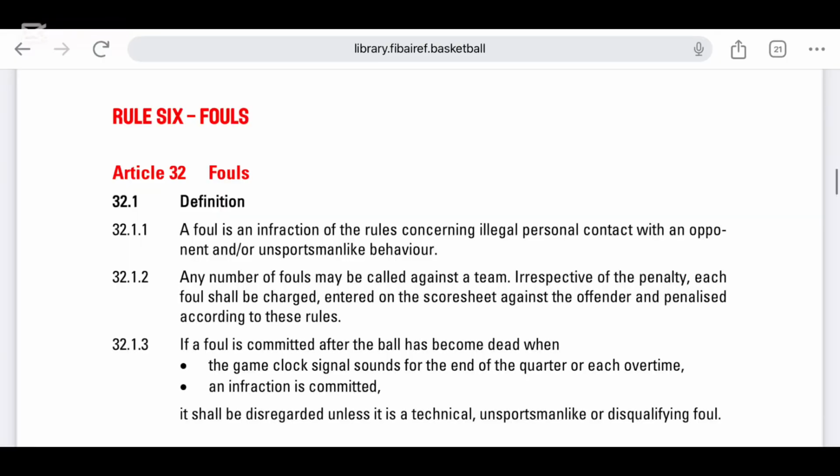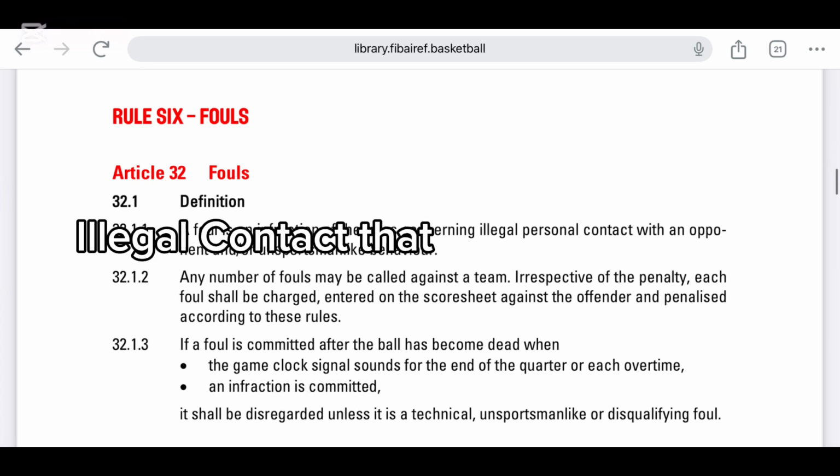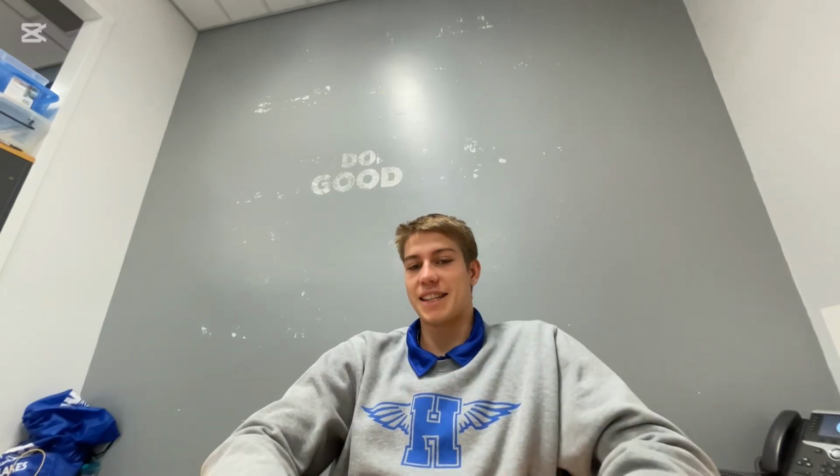This is what the FIBA rulebook looks like. Here it says that a foul, by definition, is an infraction of the rules concerning illegal personal contact with an opponent and or unsportsmanlike behavior. In simple terms, and all that I want you to remember, is that a foul is illegal contact that affects the play. There's three parts to that statement. Illegal contact that affects the play. We're going to break this down because it's really important that we can apply the rulebook to what we see on the floor.